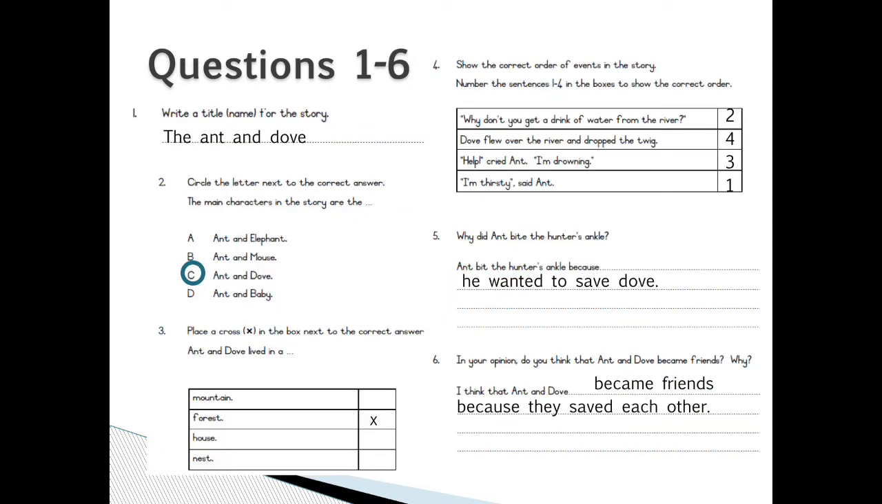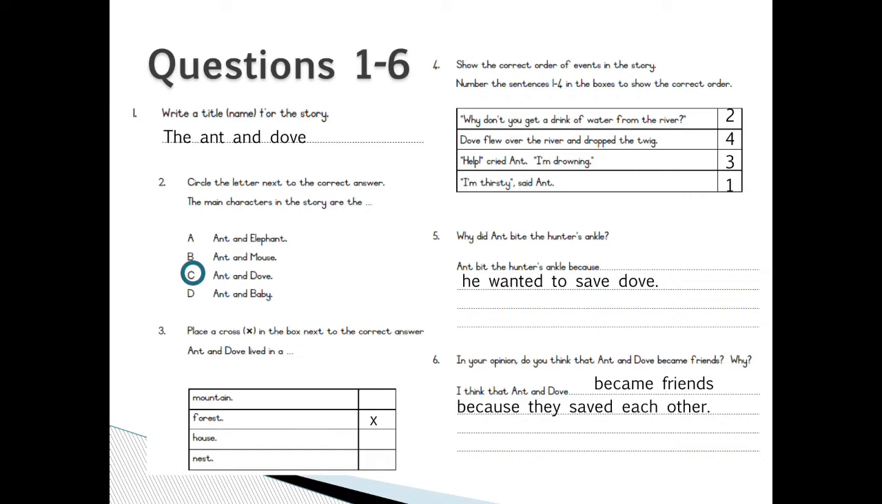The answers for questions 1 to 6. 1. The Ant and Dove. 2. The main characters in the story are the C, Ant and Dove. 3. Ant and Dove lived in a forest. 4. Number the sentences to show the correct order.